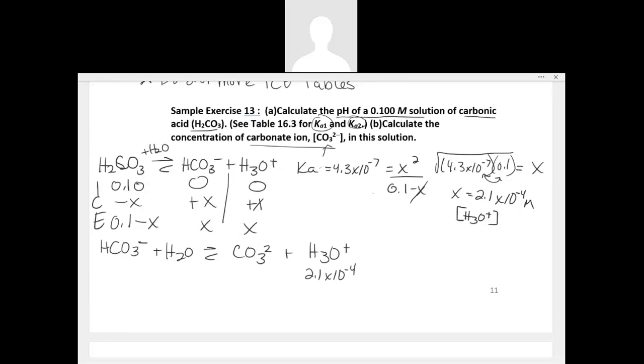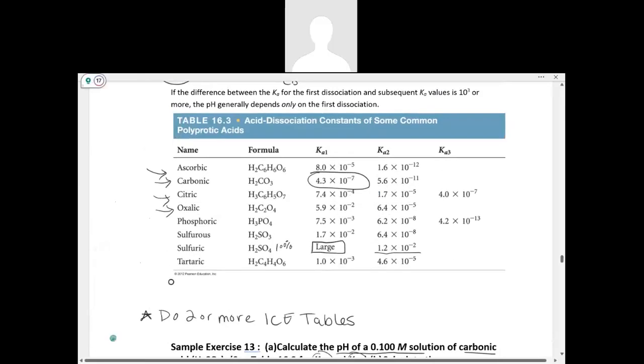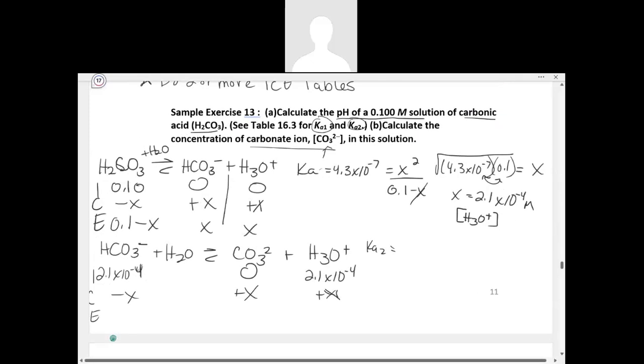We're going to do the same type of ICE table. So we have 0 of this, and this is our other x, 2.1 times 10 to the negative 4. So this is our initial, our change, our equilibrium: minus x, plus x, plus x. So our Ka2 now, if we go back up to our table, is this very small number, 5.6 times 10 to the negative 11. Notice that most of the concentration of hydronium will probably be due to the first ionization, because that's much larger. This value was 5.6 times 10 to the negative 11.